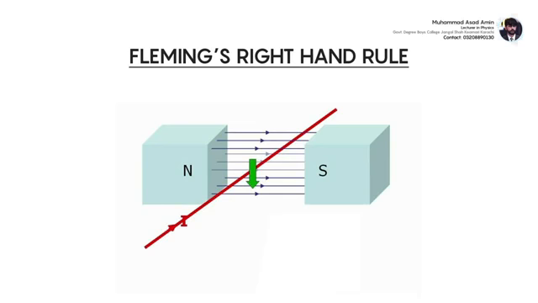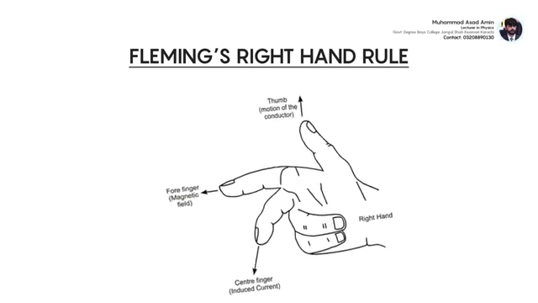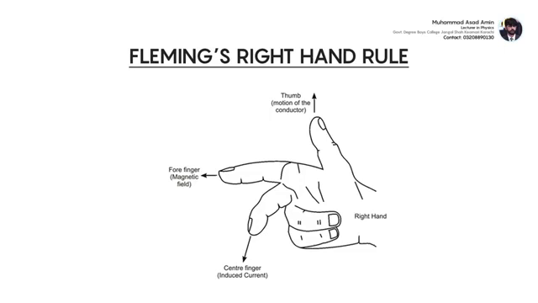So for that you have to stretch three fingers of your right hand, that is the first finger, the middle finger and your thumb, in such a way that they are mutually perpendicular to each other. Now in this situation, the thumb represents the direction of motion of the conductor, the first finger or forefinger represents field, and the second finger or middle finger represents current.